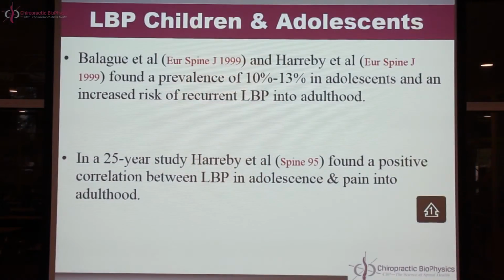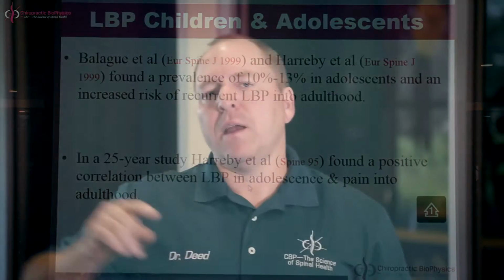Look at this. 25-year study out of Spine, 1995 by Harreby et al. Positive correlation for low back pain in adolescence translating into low back pain 25 years as an adult. So now you're in your mid to late 30s or 40s and you still got it. It doesn't go away on its own. This is a problem. It's a crisis. You don't minimize it by saying, oh, 90% of acute low back pain episodes go away on its own. They don't. It's absolutely, actually almost the exact opposite of that.